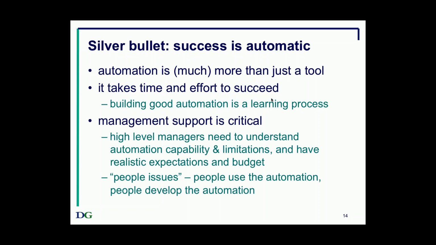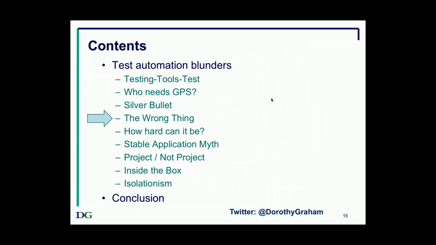And of course, people issues are also important. It's people who are using the automation and people who develop the automation. It's no good having a few people saying, oh, we're going to build automation and it's going to be great and everyone will just come in and start using it. It doesn't happen that way. It's got to be integrated into the organization if you want it to give benefits that are going to be long-lasting and widely used.